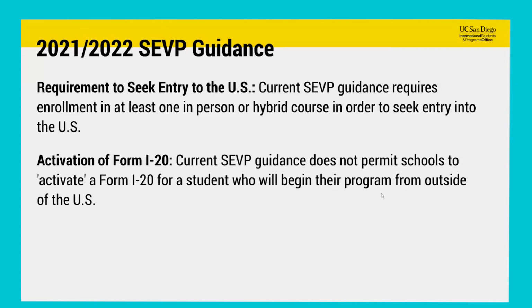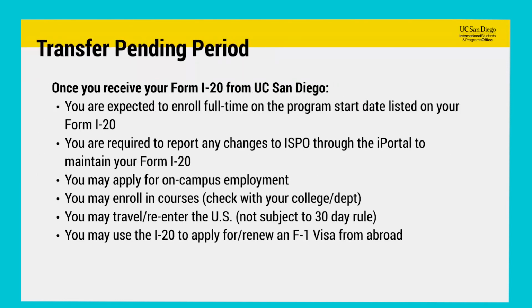So Lisa just went over all of the options that you can do once you've received your I-20 from UC San Diego, while you're waiting for your program to start in the fall. Something that I want to highlight here is you may travel and re-enter during the pending transfer period. So once you've released your SEVIS record to UC San Diego, once we've issued you an I-20 and you're basically waiting for your program to start, you can do all of these things, including travel. You're not subject to the 30-day rule, which means you can enter the US even earlier than 30 days before the program start date listed on your I-20.